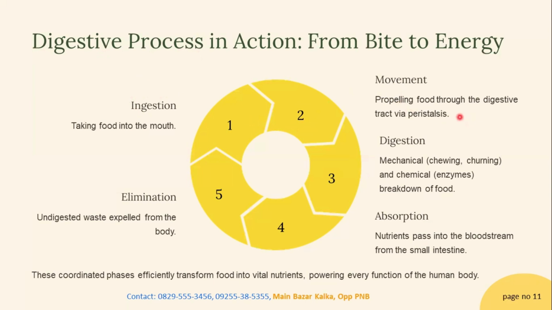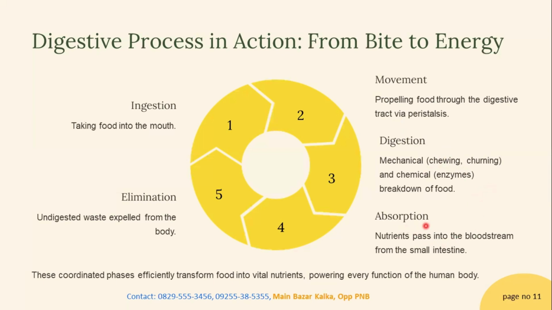So food is propelled down from the mouth to the stomach with the help of the food pipe and via a process which is known as peristalsis. So the third part is the digestion: mechanical chewing and churning and chemical enzymatic breakdown of food. So food is broken down into different simpler parts with the help of mechanical and chemical means.